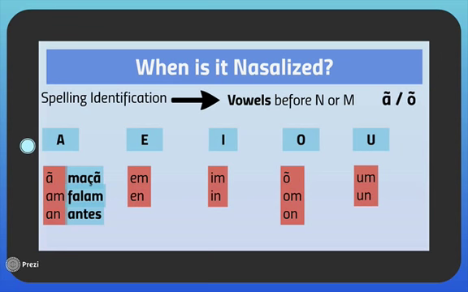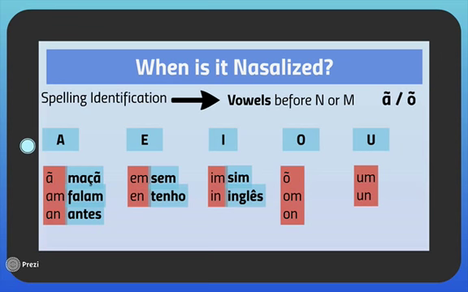With E and I, there are just 2 spelling patterns when followed by M and N. With E, we have the words sem and tenho. And with I, the words sim and inglês. Inglês is a great word to help with the nasalization because it already has the NG in it. So you're probably already saying this word perfectly, or pretty close.